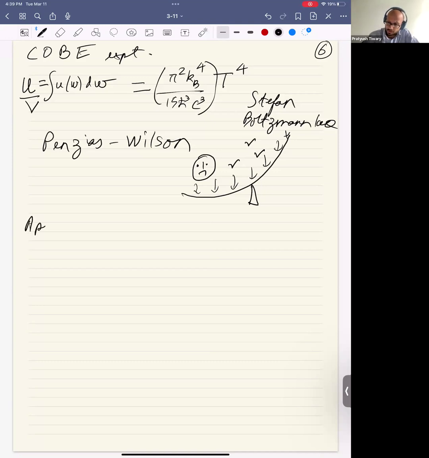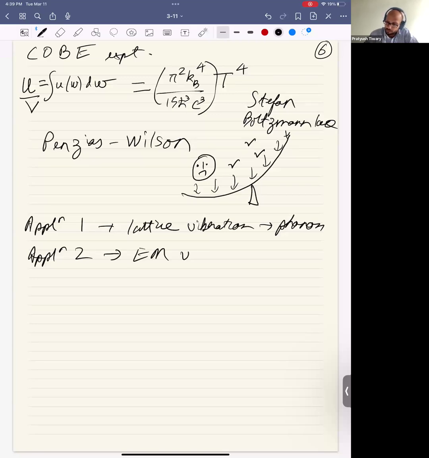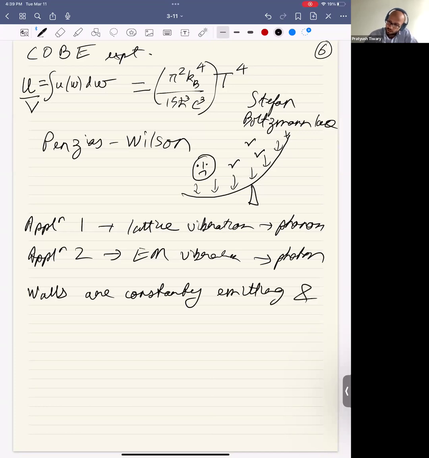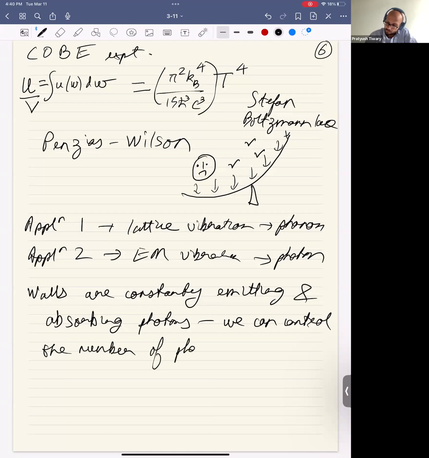And just to connect the dots, in application 1, the idea was that lattice vibrations are quantized and they lead to phonons. In application 2, the idea is that electromagnetic vibrations are quantized and they lead to photons. Photons will also have the same energy, n plus half h-bar omega. One thing to keep in mind, and you can mull over this during spring break, and this is where we will resume next time, is that walls are constantly emitting and absorbing photons. We cannot control the number of photons.